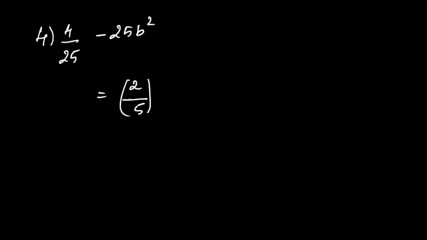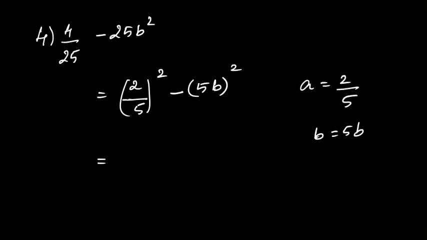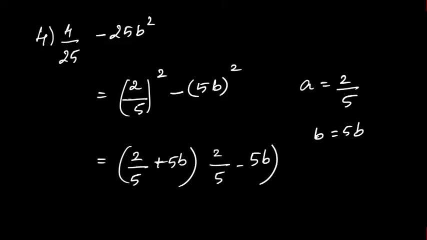Fourth question, factorize 4 by 25 minus 25b square. So here 4 is 2 square and similarly 25 is 5 square. So you can write 2 by 5 the whole square minus 25b square, you can write it as 5b the whole square. So here a value is 2 by 5 and b value is 5b. So substitute in the formula, a plus b, we get 2 by 5 plus 5b into 2 by 5 minus 5b.